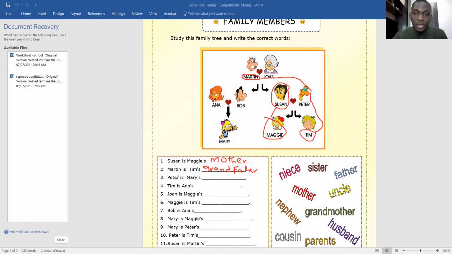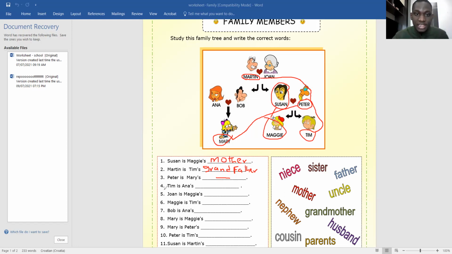Number three, Peter is Mary's. Write it by yourself. Where is Peter in the family tree? Here. Peter is Mary's. Where is Mary? Look at Mary here. Peter is Mary's what? Think and then write, okay? Number three, you have to do it by yourselves. Good.